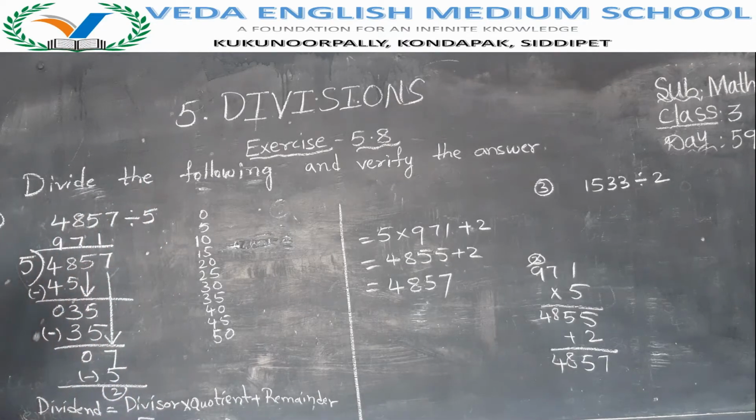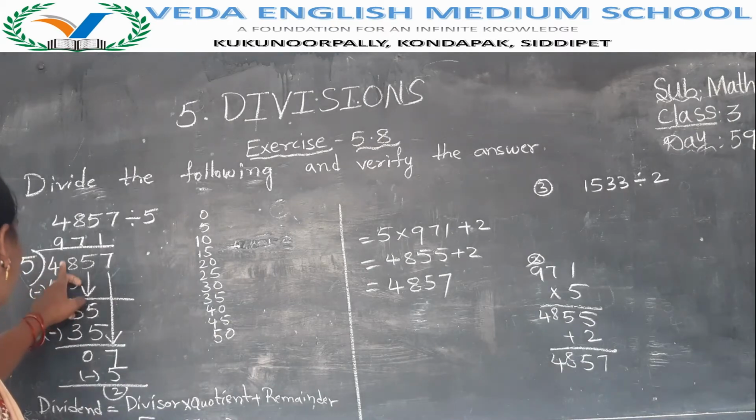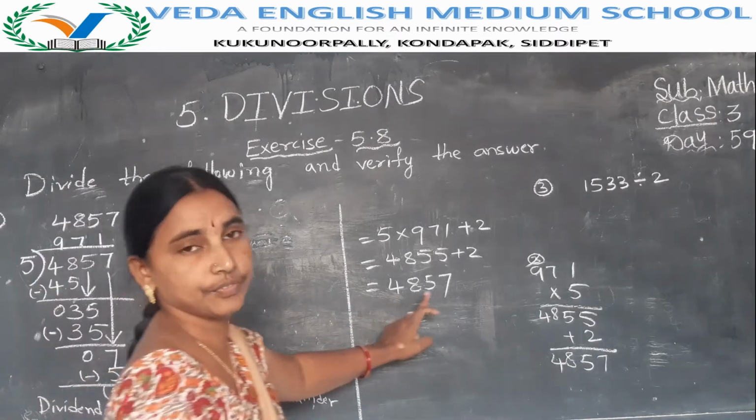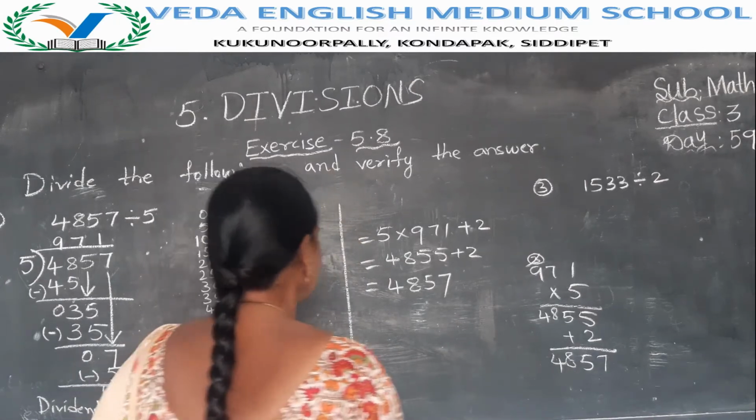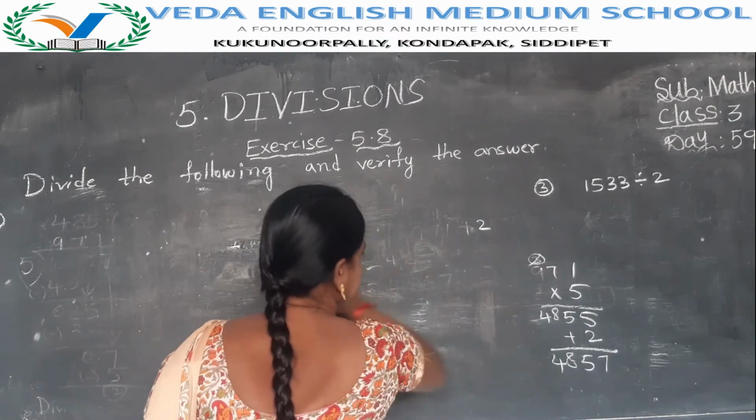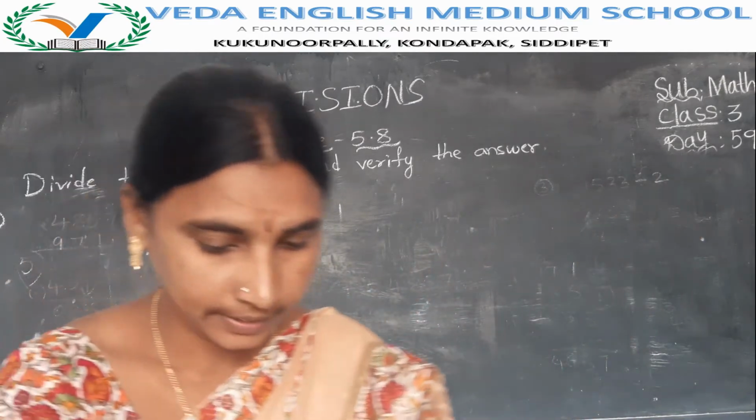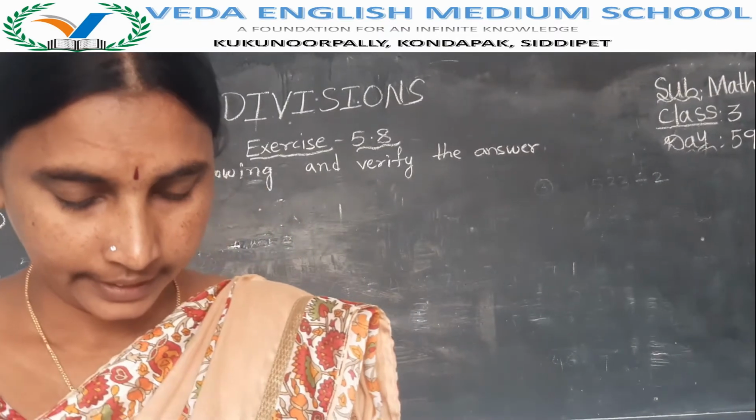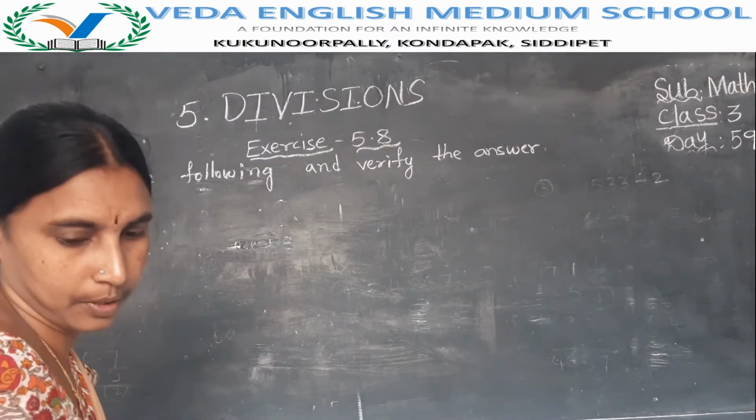Okay. Next we go to the same dividend, 4857. Okay. Next, the second problem. See Nana, the second problem, that is your homework. Next, the third problem. What is the third problem?